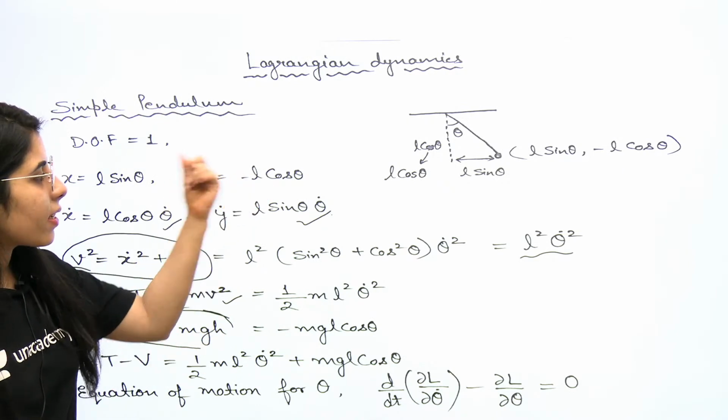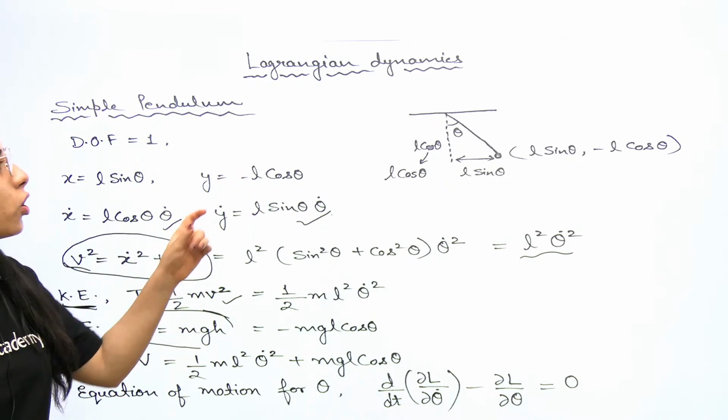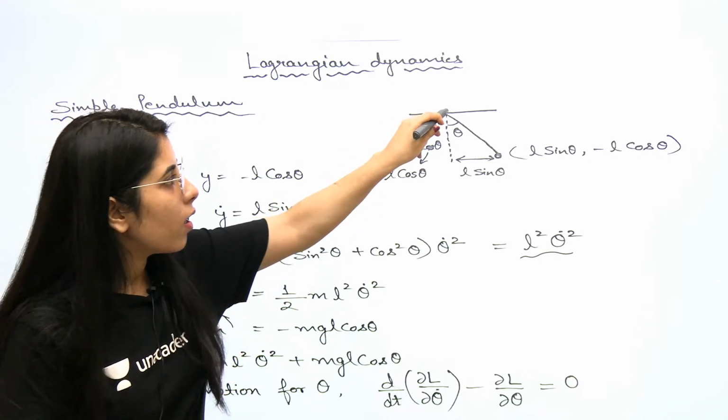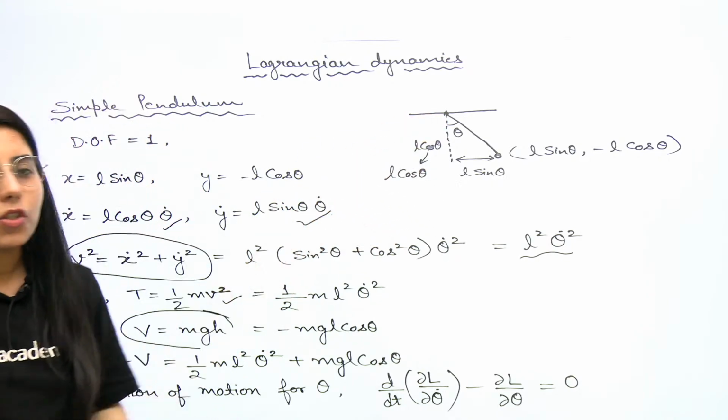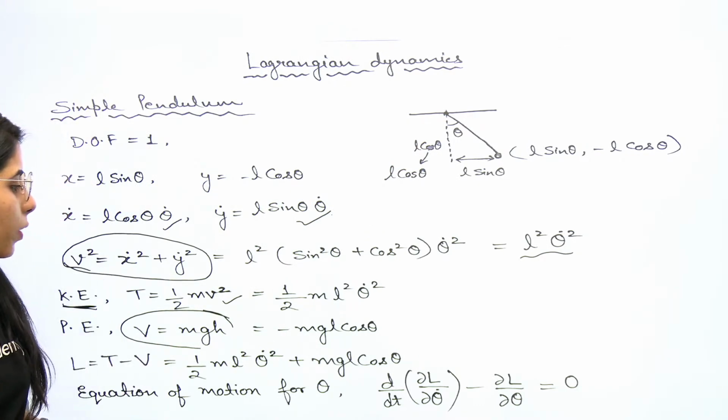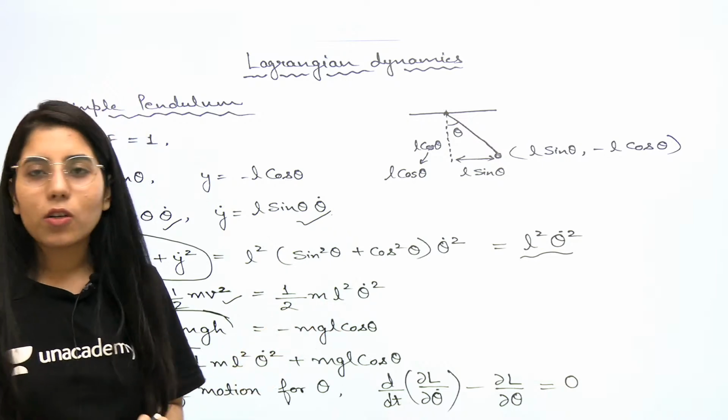that is minus L cos theta. Okay, because it is below origin. This is the origin we are considering here. Clear? So it is below origin, and due to which minus L cos theta will be the height. So we are going to get minus mgl cos theta.